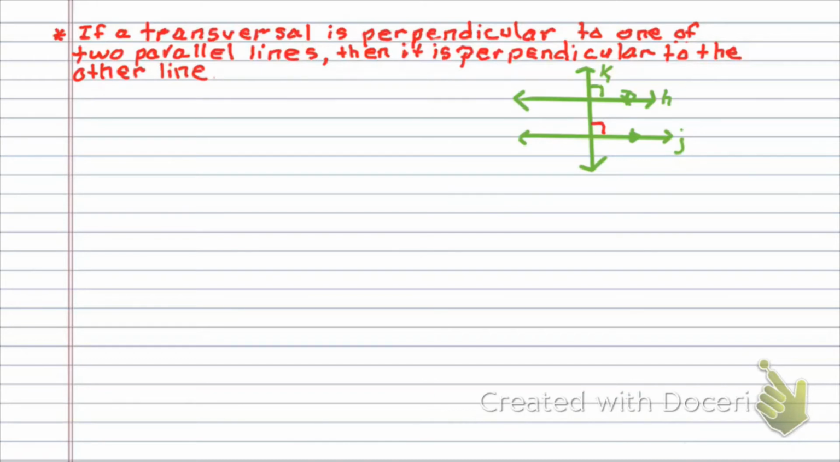And this is what we're saying. We're saying that if line H happens to be parallel to line J, and we know that line K is perpendicular to line H, then that means that line K would also be perpendicular to line J.